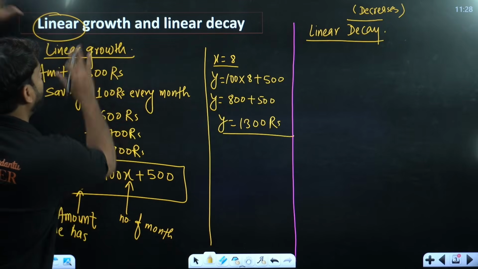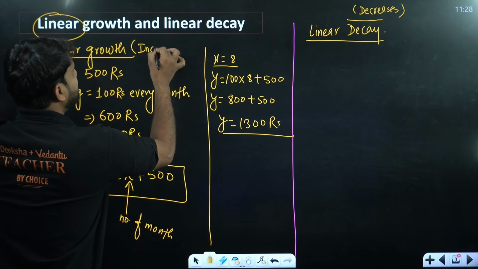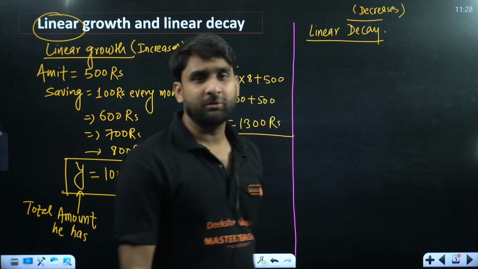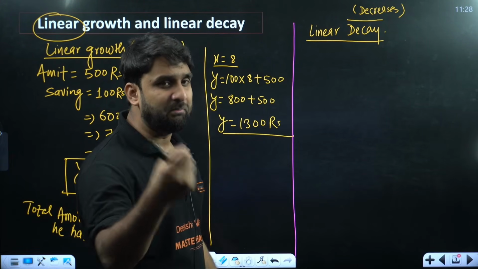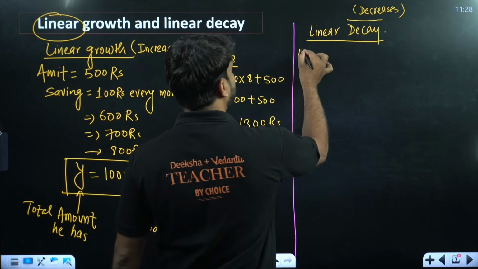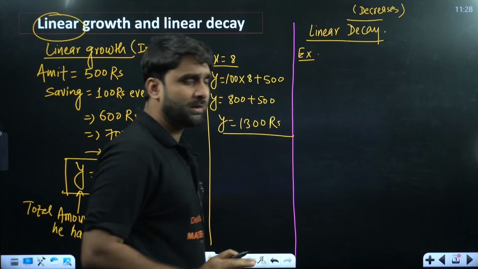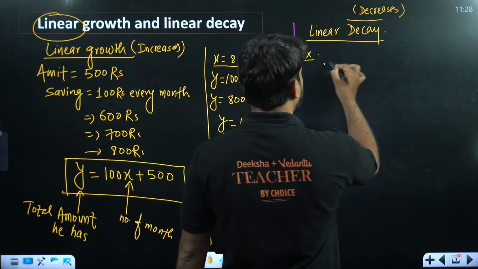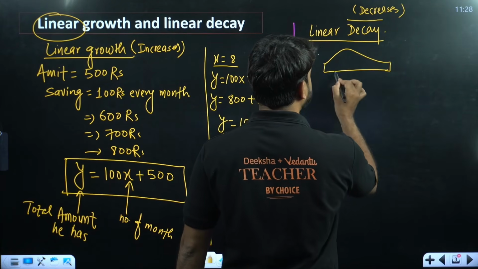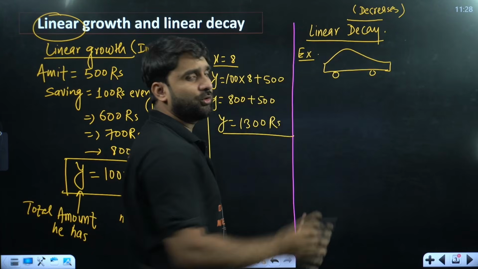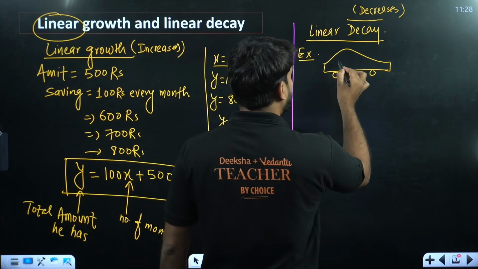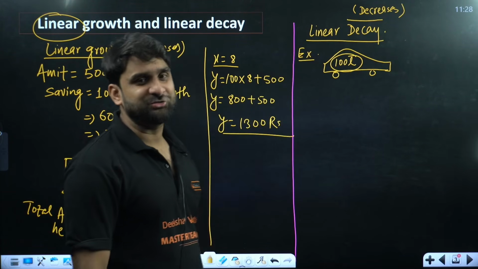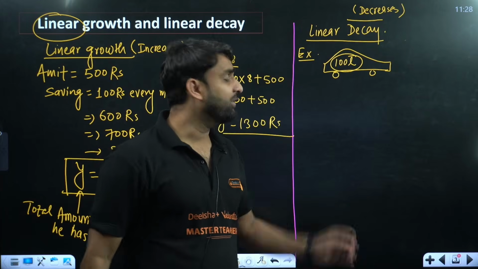Here, linear growth means what? Growth means something is increasing steadily, at a constant rate. Now let me give you an example for linear decay. For example, you have a car, and your car's fuel tank is filled with 100 liter petrol. You have planned to visit some place, and you have started your car.